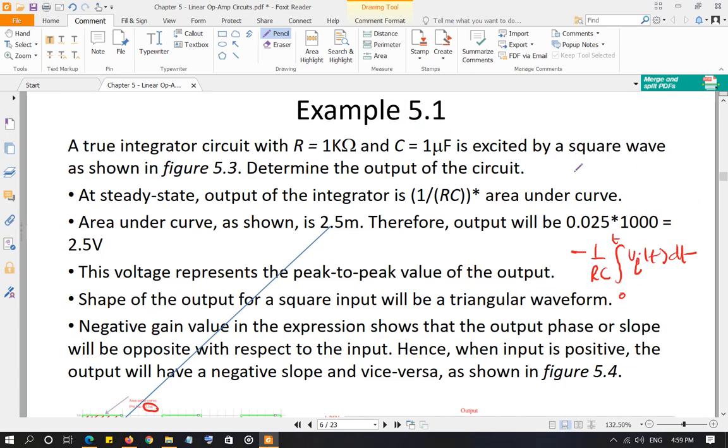Now let's say R is 1 kilo ohm and C is 1 microfarad. 1 over RC is going to be 1 over 1 milli, which is 1000. So 1000 times 2.5 milli is going to be 2.5 volt. So this 2.5 volt is going to be the output peak to peak value.